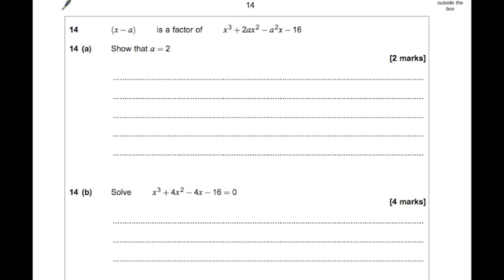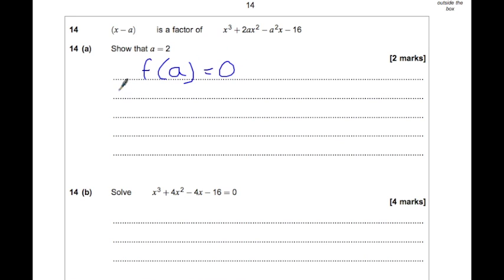Right, so question 14 looks like there's more cubics. It says x minus a is a factor of this cubic. Show that a equals 2. So you need to know, by the factor theorem, if x minus a is a factor, that means f of a equals 0. So in other words, when we sub in a, the answer is 0.